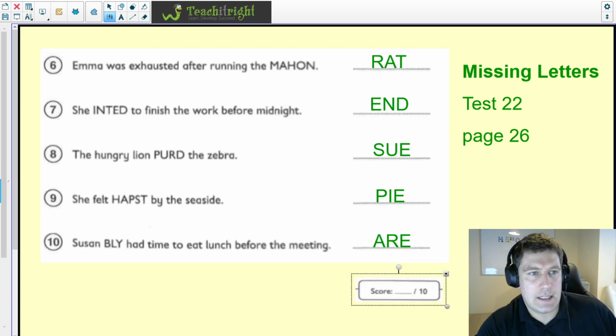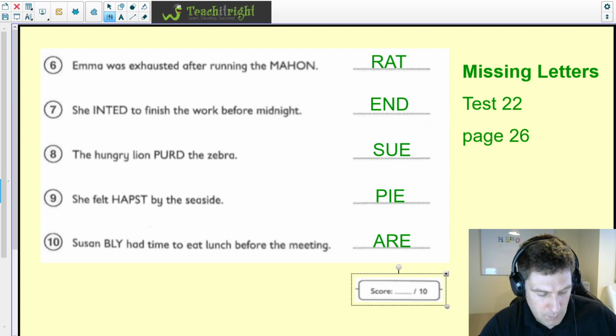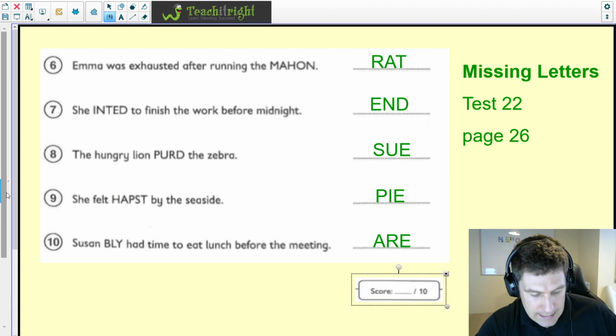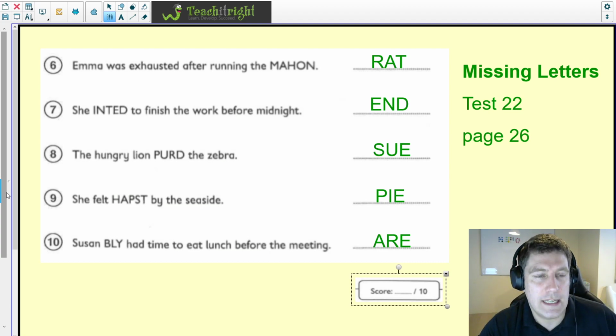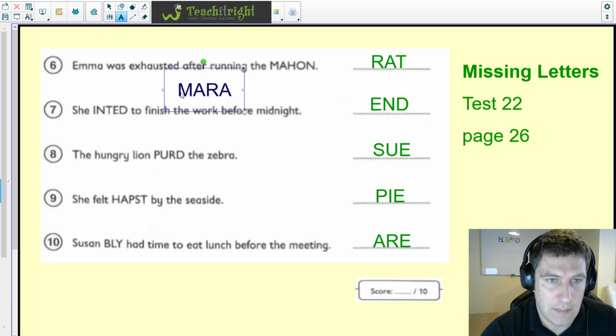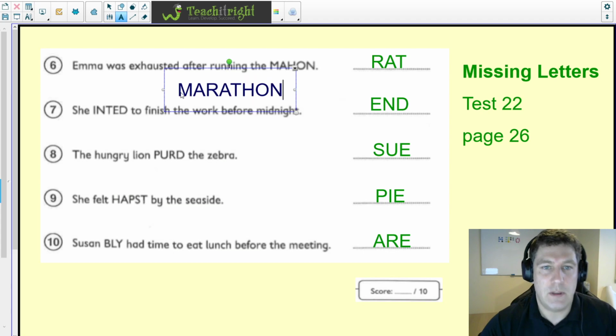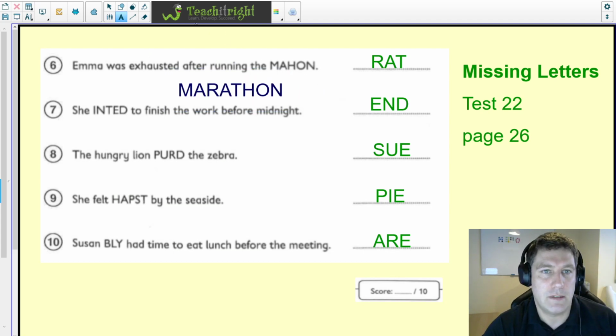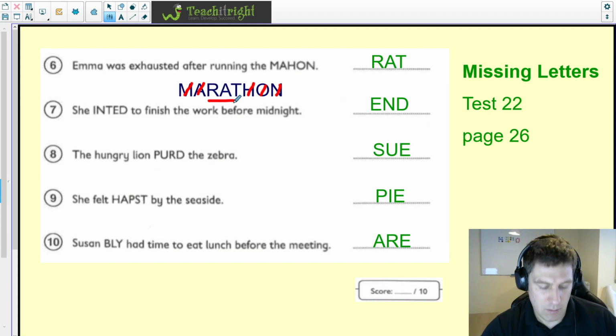Let's have a look at the next 5. So we're still on page 26, test 22. And what we've got here on question 6 is Emma was exhausted after running the... Now have a think about what this would be. Well, of course, the word we're after is marathon. So again, if I spell out marathon and we think about the letters that I was given, I'm going to get my pen. Just going to cross out the M. I've got an A, an H, an O, and an N. So I'm left with the word rat.